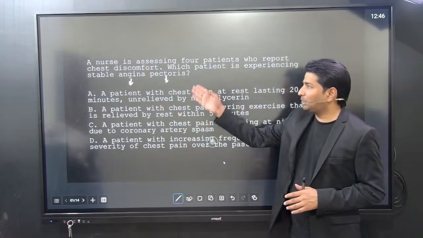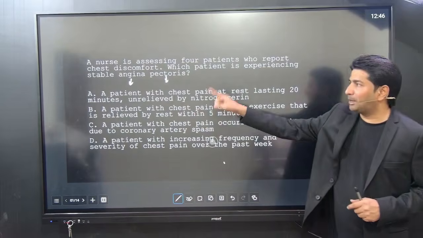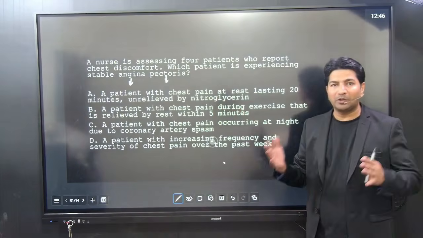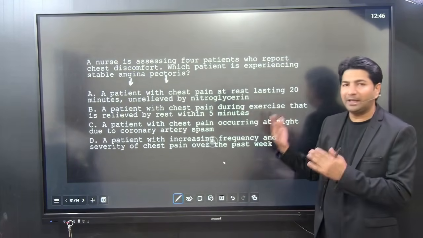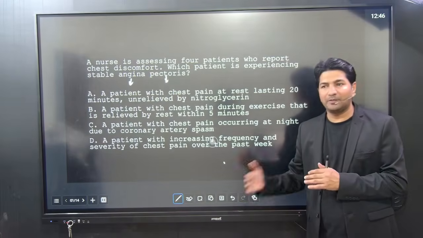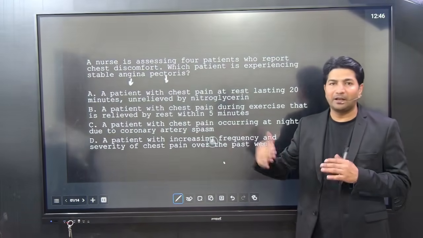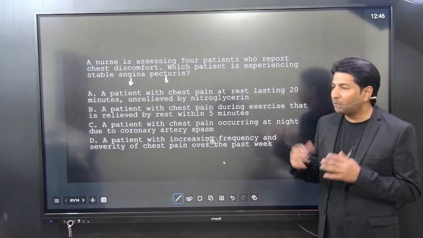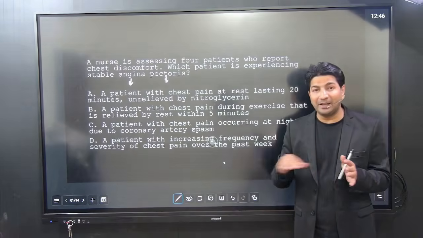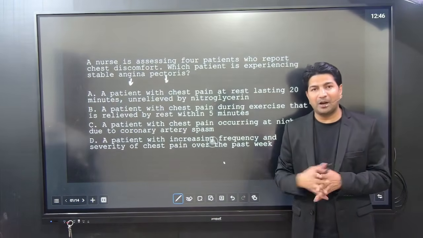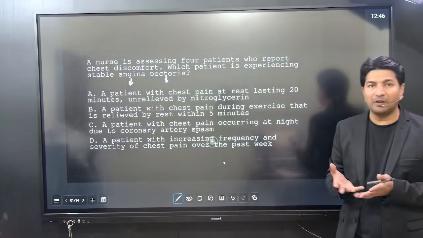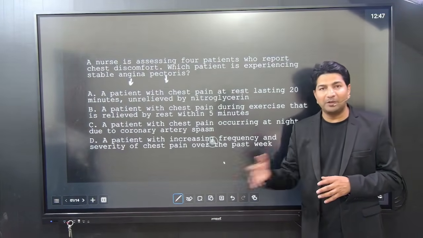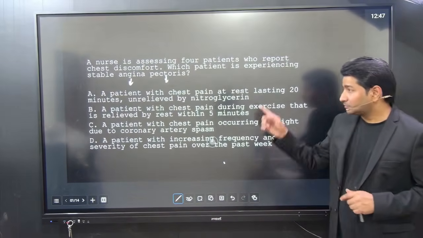Now, we have to identify which one is the stable type. Now, remember that stable means predictable. This means if we remove certain triggers, the pain will go away. Because once we reduce the trigger, say if a patient is running, climbing stairs, or exercising, their heart has to work harder and pump more. This increases the demand, but the supply is limited, possibly due to fat plaque in the coronary artery, which reduces that supply. So as soon as that trigger is reduced, the pain will also subside.